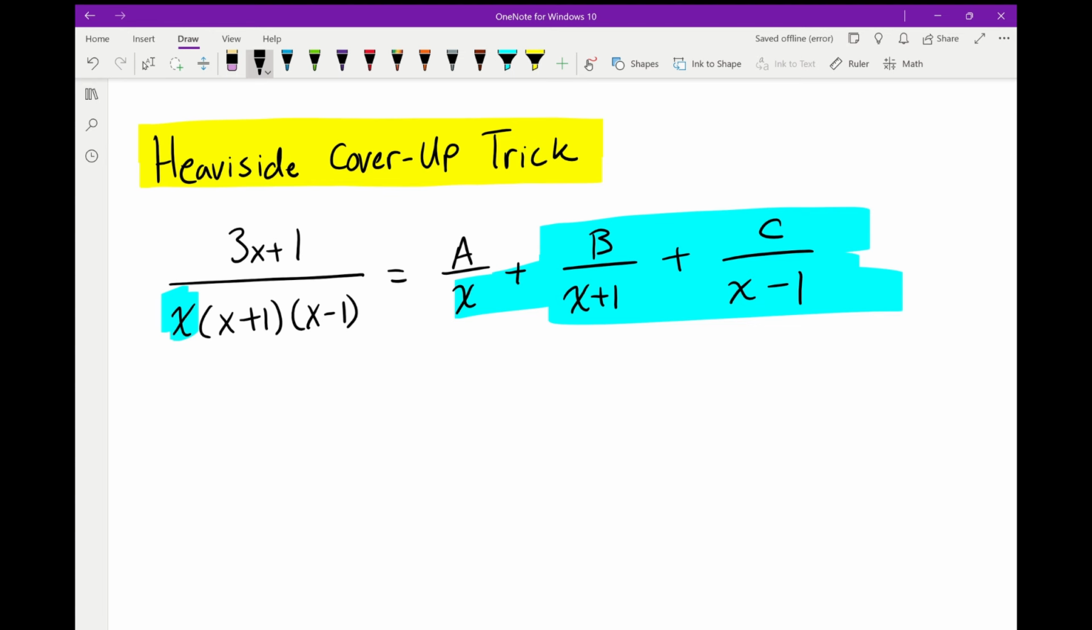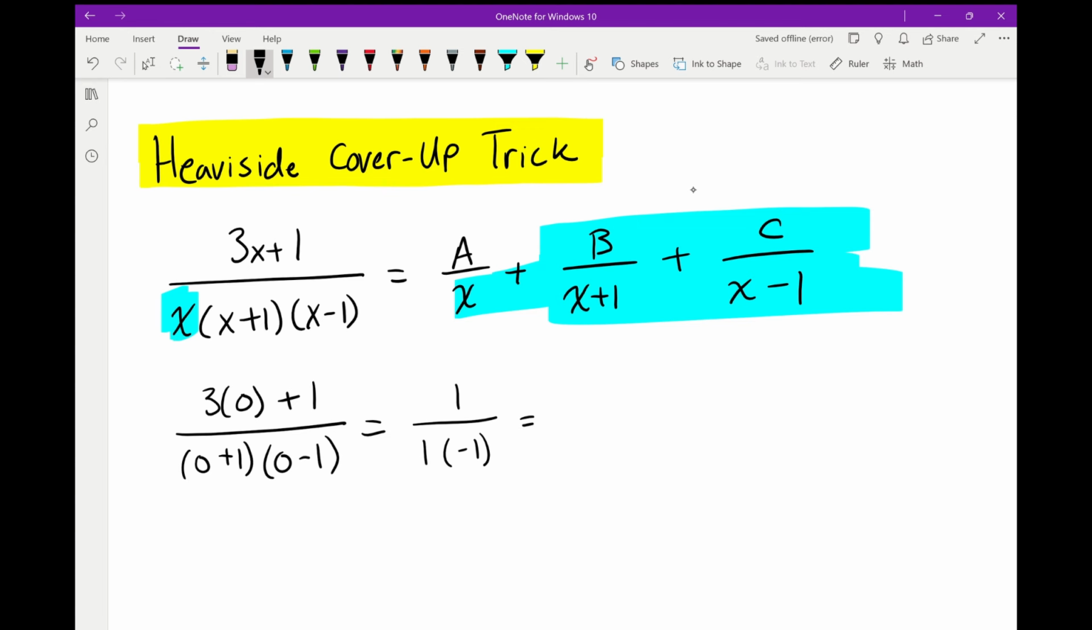That sounds kind of weird. What do I mean by that? Well, what makes x equal 0? Just 0. So we plug in 0 for x. That'll be 3 times 0 plus 1 over, remember, that doesn't exist, so 0 plus 1, 0 minus 1. This gives us 1 over 1 times minus 1, which is negative 1. That's what we get on this side, and since a is just nothing over here, we have that negative 1 is equal to a.